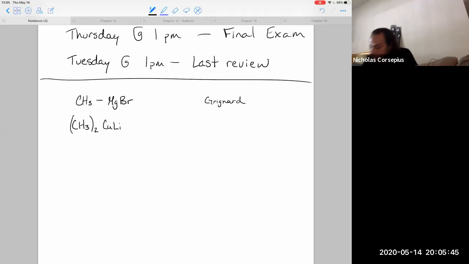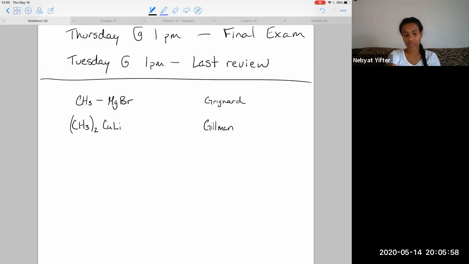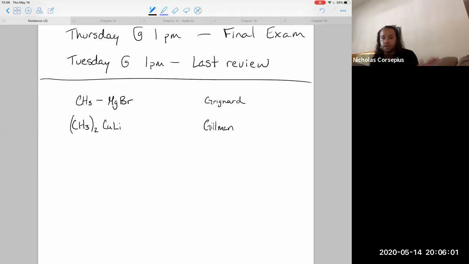When you see these types of organolithium, organometallic compounds, what do you sort of think? Nucleophile, exactly. That's the only thing I want you to see as soon as you see something like CH3MgBr: nucleophile. The whole idea is that this pair of electrons right here is nucleophilic. Remember, these organometallics are great at creating carbon-carbon bonds. So let's review a little bit about what we see these guys reacting with.